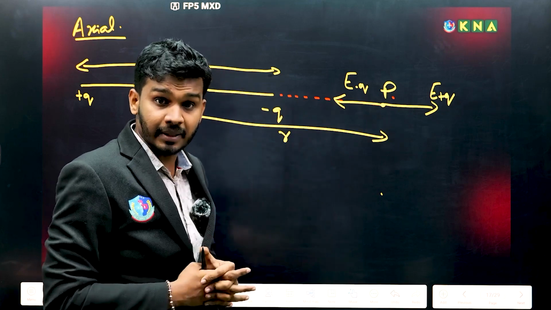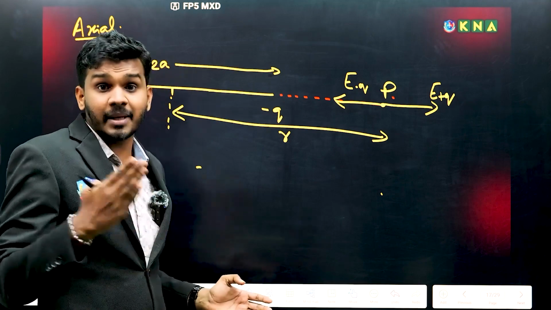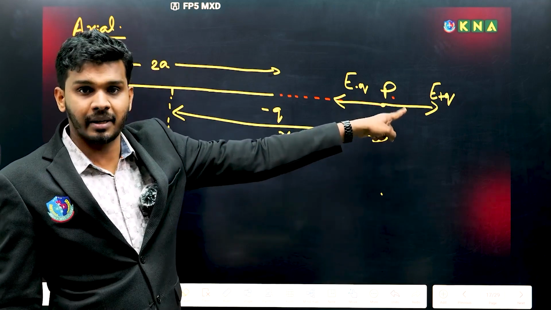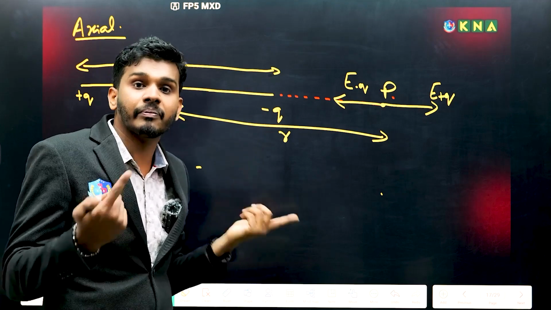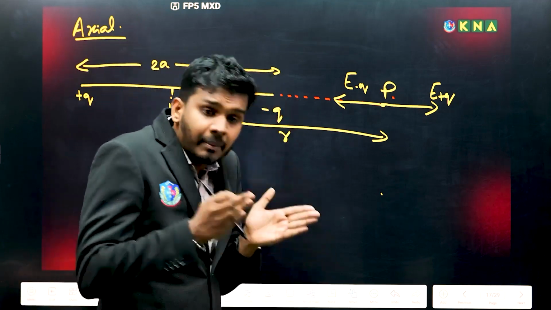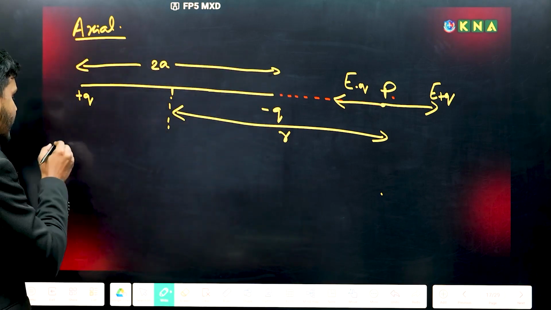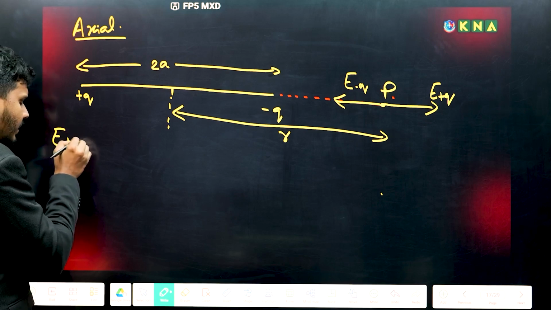What is the net electric field? Net electric field is E plus Q plus E minus Q, but they are in opposite directions. One this way, one that way. So we want to subtract them. So the net electric field is large minus small. What is large? E plus Q.